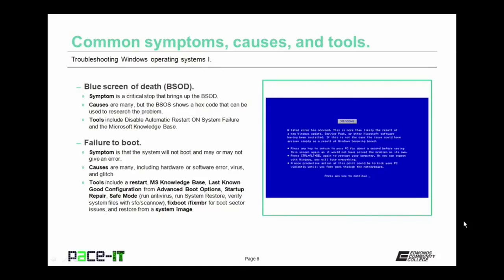So the first symptom that we're going to talk about is the BSOD, the blue screen of death. The symptom is that a critical stop brings up the BSOD. There are many things that can cause the blue screen of death to show up. The nice thing is that it usually provides a hex code at the bottom that you can use to research what the problem is. Tools that you can use to help resolve this are disable automatic restart on system failure, that way you can get the code, and then Microsoft's knowledge base to research the code.